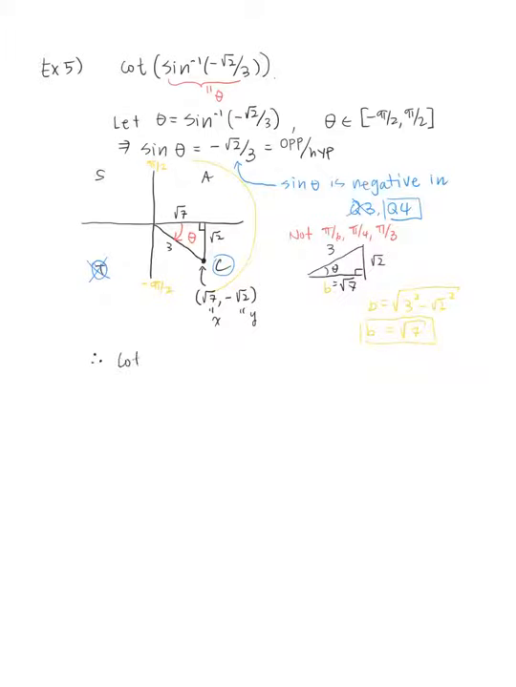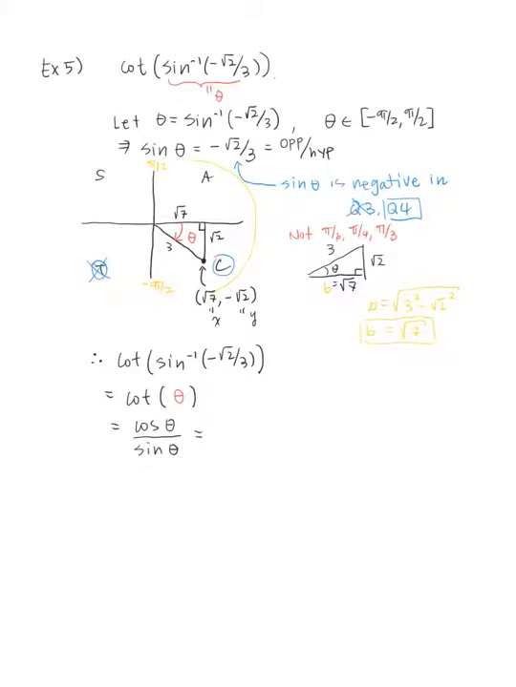So cotangent of sine inverse of negative square root of 2 over 3. This is cotangent of, we're calling this theta, which is the same thing as cosine of theta over sine of theta. Remember, our answer must be negative because our angle theta is going clockwise. But if you don't believe that, let's use that x, y, and r.